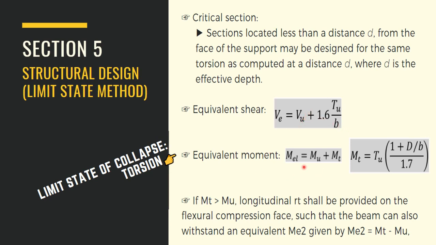Equivalent moment shall be calculated by using this formula, Mu plus Mt. Mt is given by Tu into (1 plus overall depth divided by B) divided by 1.7. If Mt is greater than the ultimate moment resistance, longitudinal reinforcement shall be provided on the flexural compression face such that the beam can also withstand an equivalent Me2, which is given by Mt minus Mu. If this value is greater than Mu, then again an equivalent moment has to be provided, which is equal to Mt minus Mu.